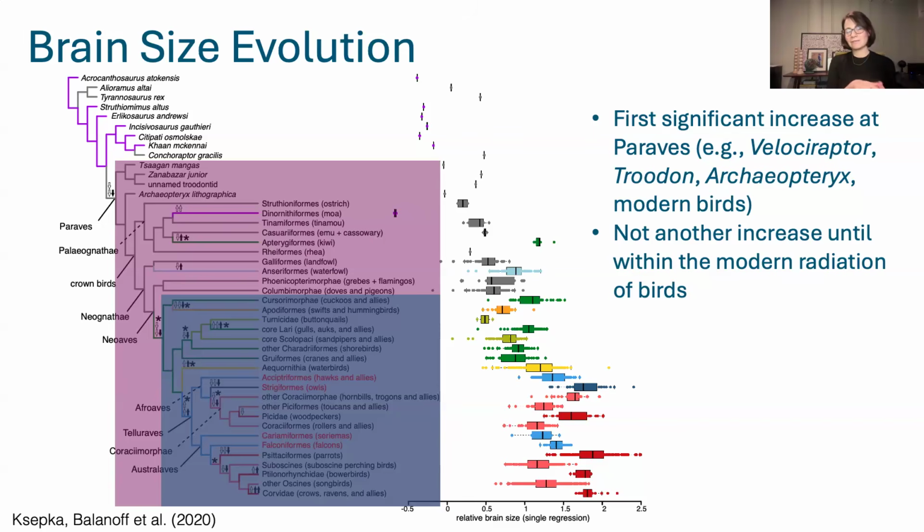Now, I don't know if that means that Velociraptor was really smart, or pigeons and ducks are not as smart, but you know, you could look at it either way, I suppose.